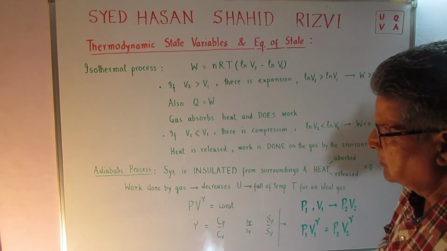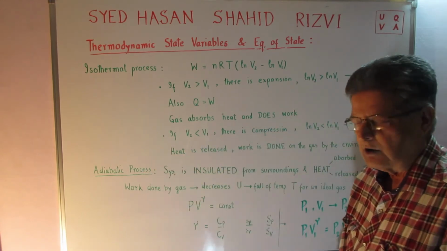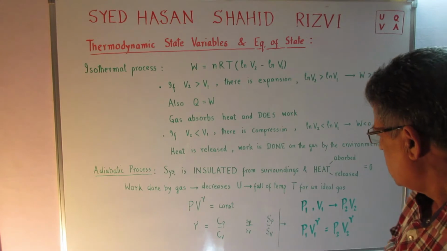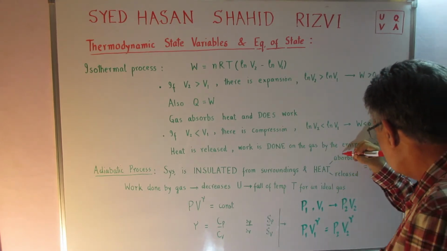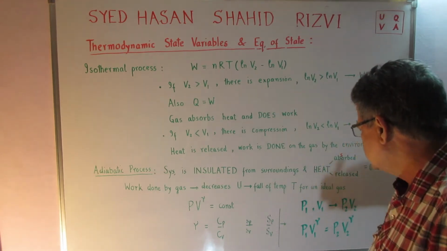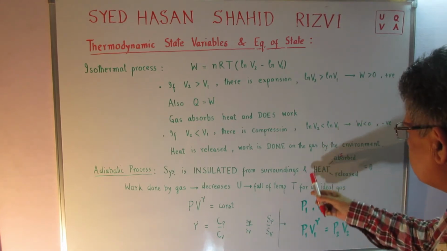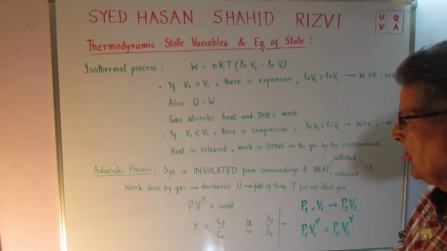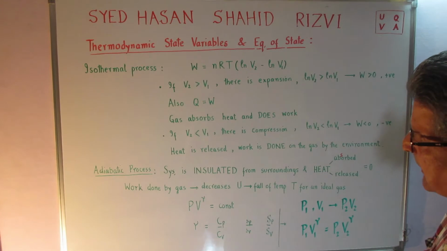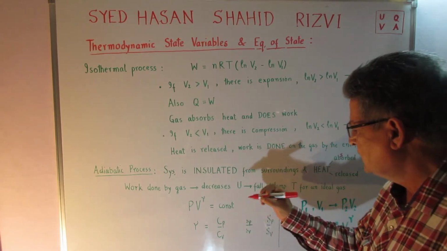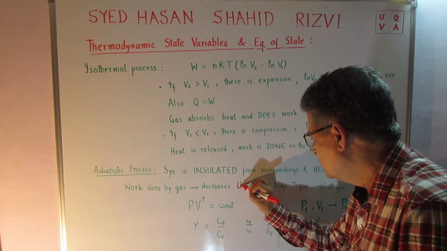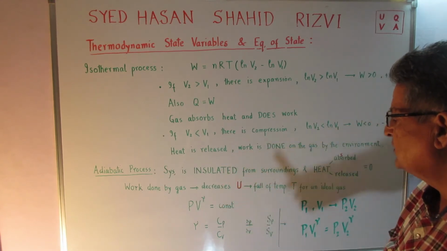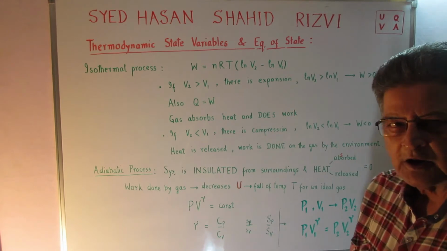Now there is another process we are going to talk about, and that is the adiabatic process, which I have already discussed with you, wherein the system is insulated from surroundings. Whether heat is absorbed or released, it is equal to 0. So no heat is absorbed and no heat is released. Work done by the gas decreases the internal energy of the system. So naturally, when the internal energy of the system decreases, there is a fall of temperature for an ideal gas.